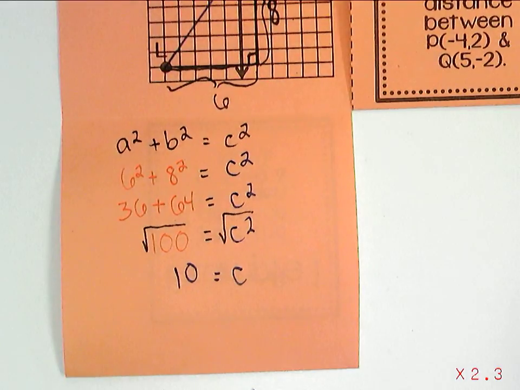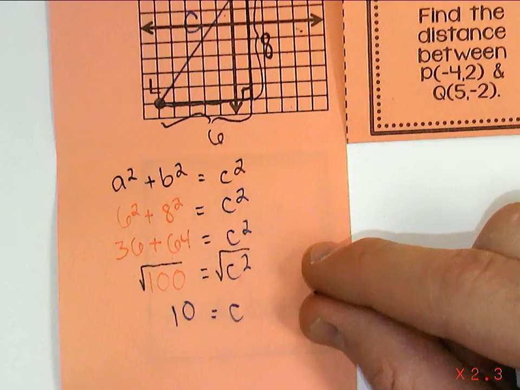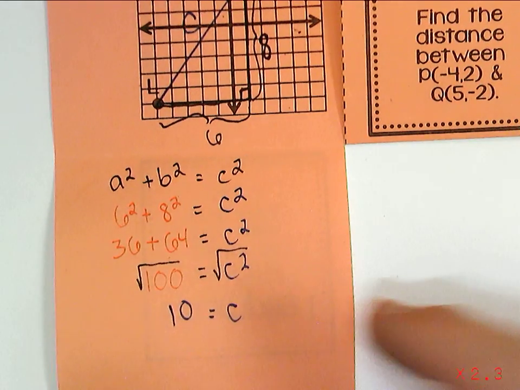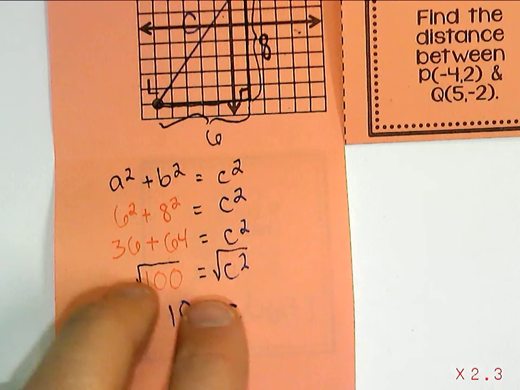Now if it had measurements, we would label that, but since there isn't any, we don't really need anything there. That length is 10. This actually makes a Pythagorean triple because we have 3 positive integers that satisfy a squared plus b squared equals c squared.